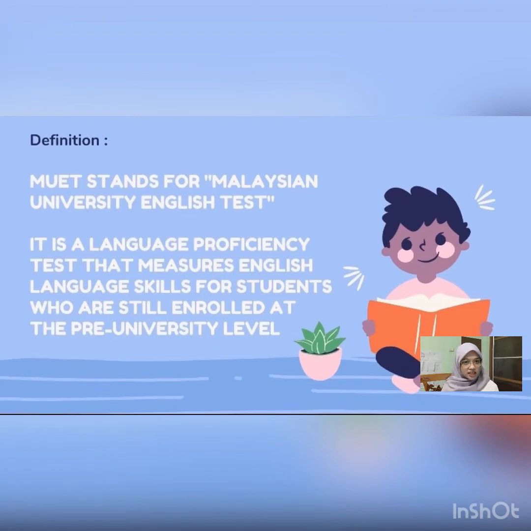The definition of MUET is, MUET stands for Malaysian University English Test. It is a language proficiency test that measures English language skills for students who are still enrolled at their pre-university level. These students take MUET to pursue their studies at a university level.